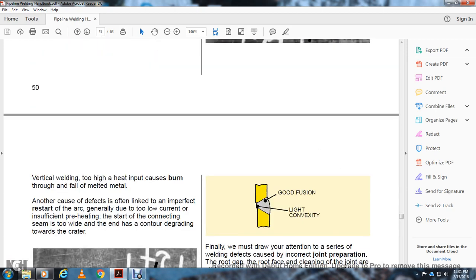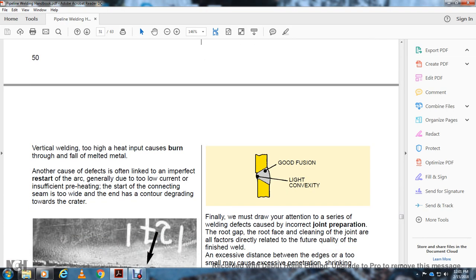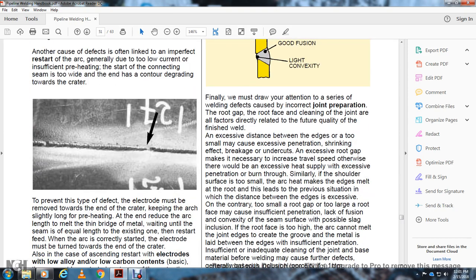Vertical welding with too high a heat input can burn through, with the fall of the melted metal. Another cause of length defects is an imperfect restart of the arc, generally due to low current, insufficient preheating of the start, or connecting with too wide an end of the contour, degrading towards the craters.